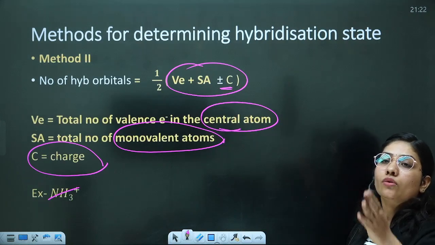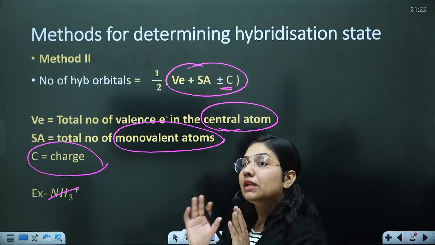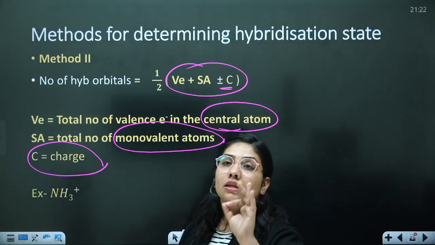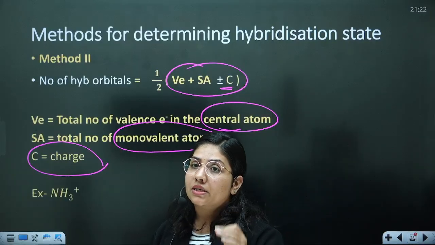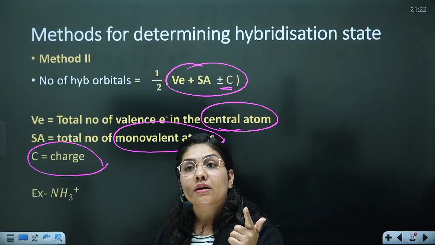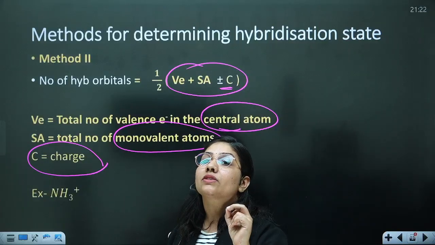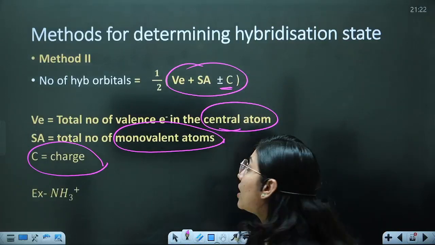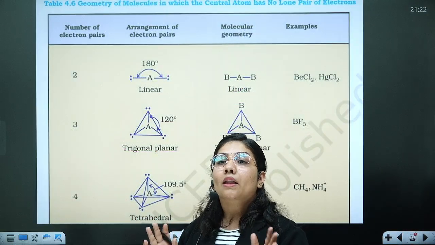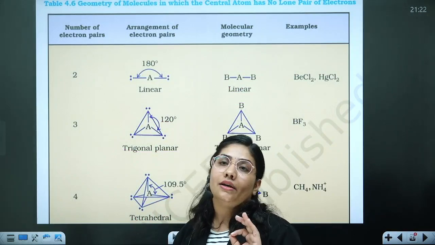So what will you do? What thing you will see first? You will see the valence electrons present in a particular central atom. Then you will add the number of monovalent atoms connected to it. Then you will plus or minus the charge accordingly, whatever is the charge present there. Now let's discuss some structures we have studied which are also present in your NCERT, okay.